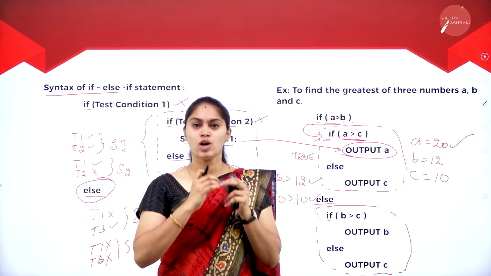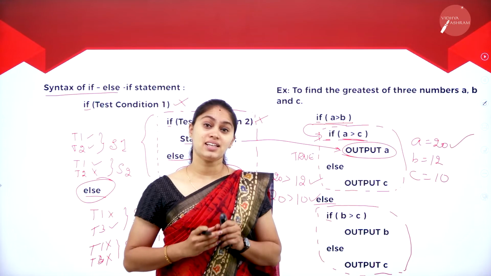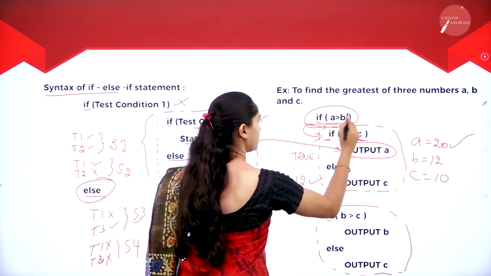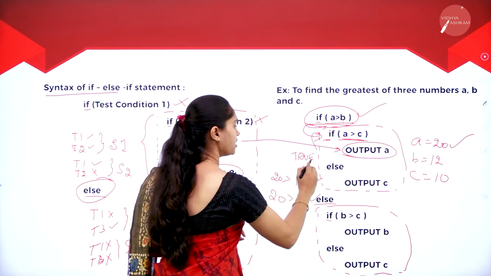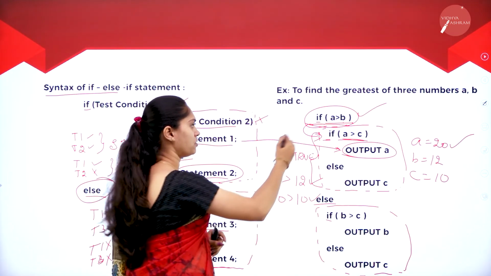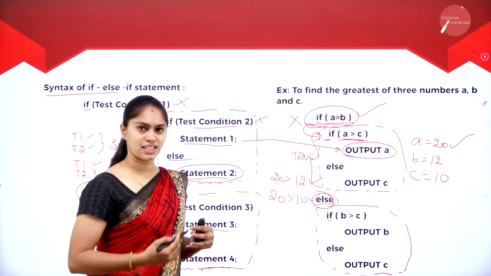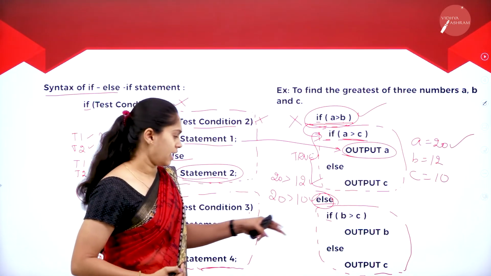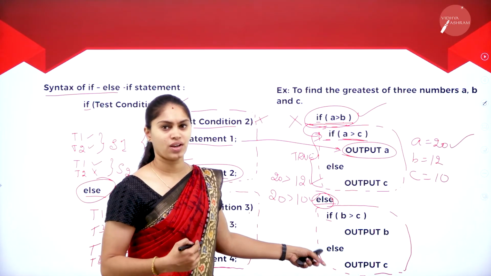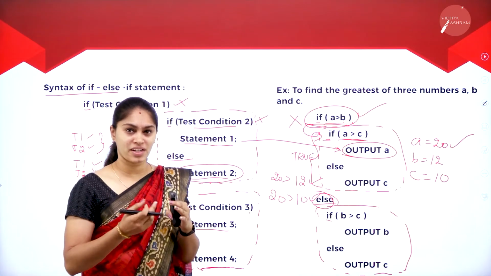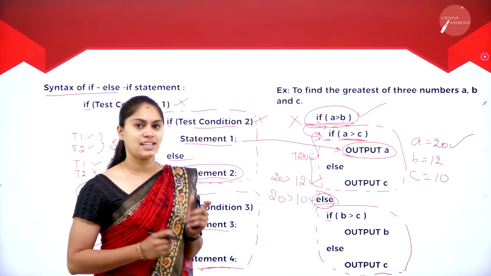So that means one if else statement has another if else statement. Only if the main if condition, this test condition 1, becomes true, this true part is going to execute. If this test condition 1 becomes false, then this else part is going to execute. Again, when it comes to the else, it is going to have another if else. Okay, so this is what you have to understand regarding this if else if. That means one if else statement is going to have another if else statement.